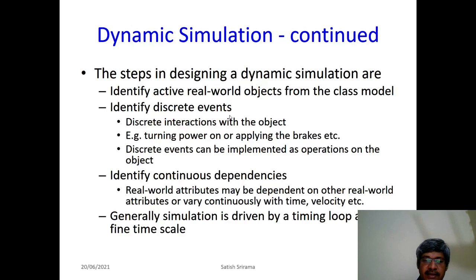Then we have to identify the continuous dependencies. Real world attributes may be dependent on other real world attributes, or vary continuously with time. Say for example, they may depend on time, velocity, so different types of real world attributes. And then generally the simulation is driven by a timing loop at a fine time scale. So if it is a discrete event simulation, say every few milliseconds, you are doing a simulation step.